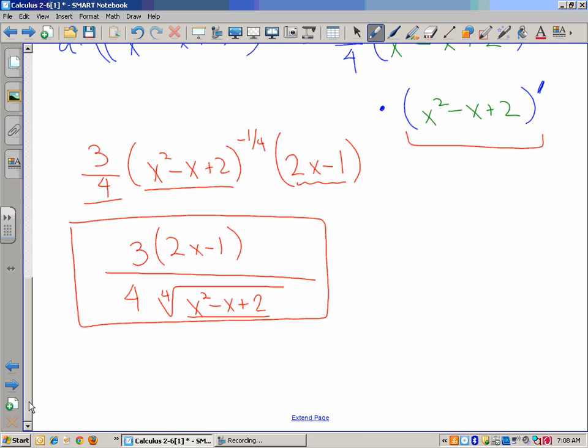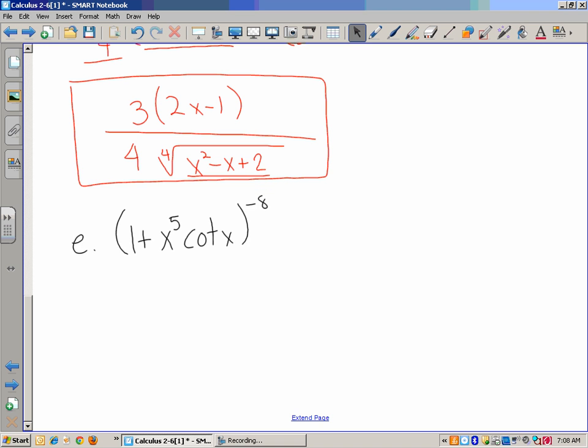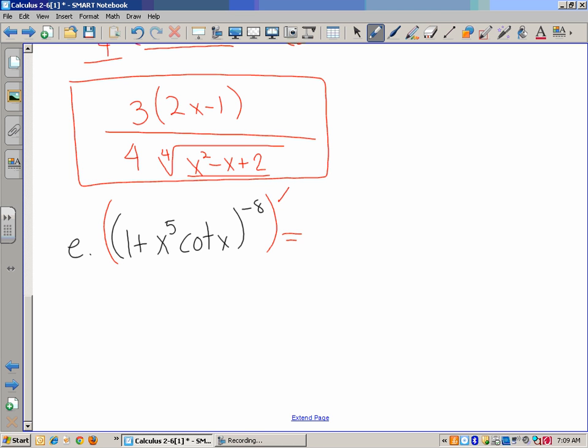And the last example is E. And E says 1 plus x to the 5th cotangent x to the negative 8th power. And just because this one is long and ugly, I'm going to go ahead and move it down here. Okay, so we have a couple of issues here. And so we're going to do the first one first. What I'm really going to do is prime that, take the derivative of d dx of this function.